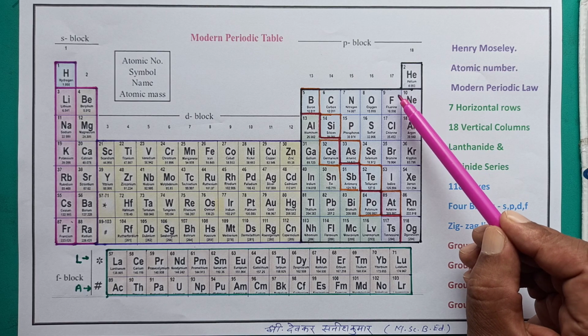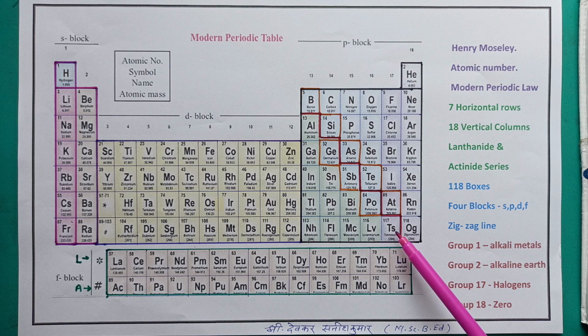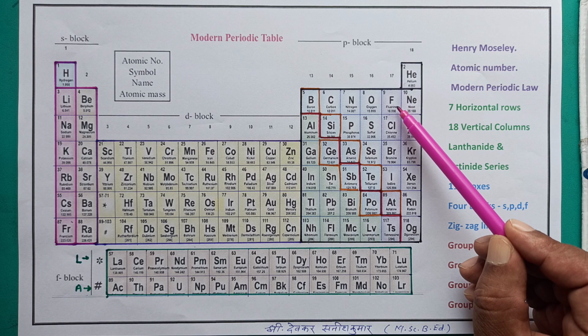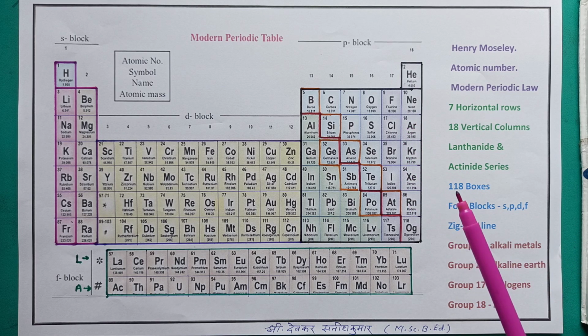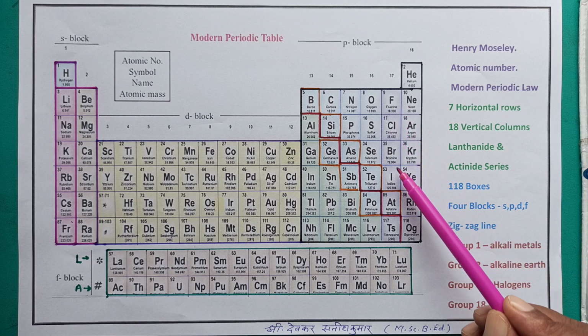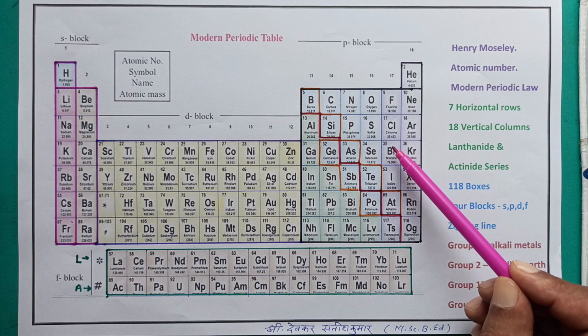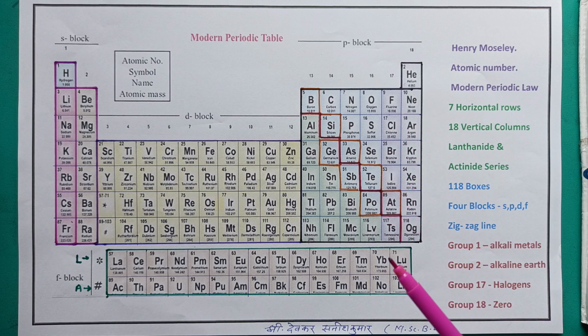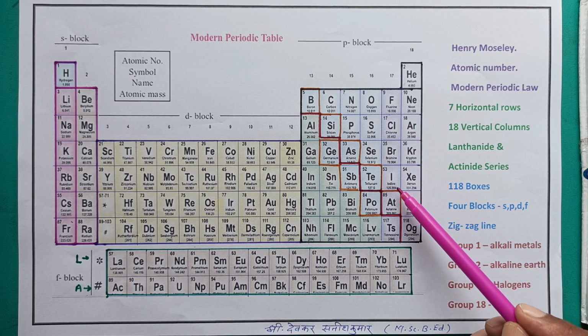Then another important group is group 17. Group 17 contains elements of the halogen family. That means fluorine, chlorine, bromine, iodine, these are the halogens. There are 7 electrons present in the outermost shells of halogens. The valency of all these halogen elements is 1. So the valency is the same, so these halogens show the same chemical properties.